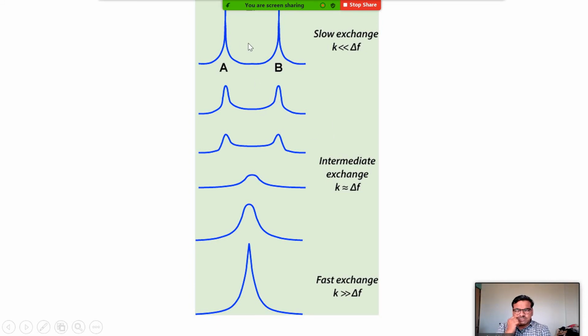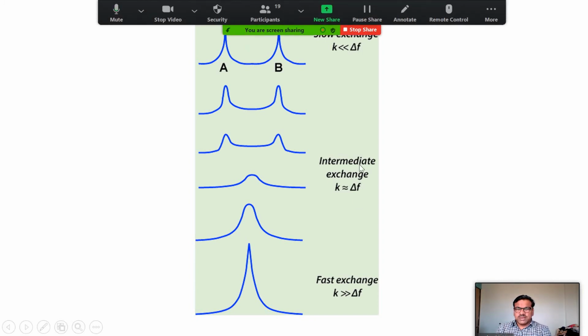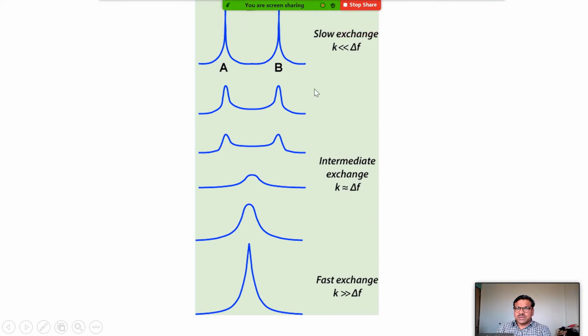Now see here, definitely there are different phenomena: slow exchange, medium or intermediate exchange, and the third one is fast exchange. When we have slow exchange, look at this, you are getting two peaks and they are separated away from each other. They have a much larger difference between them. And see the height of that peak. This peak height is more compared to the second peak height, third peak height, and even the fourth and fifth peak height. So what does it indicate? It indicates slow exchange.